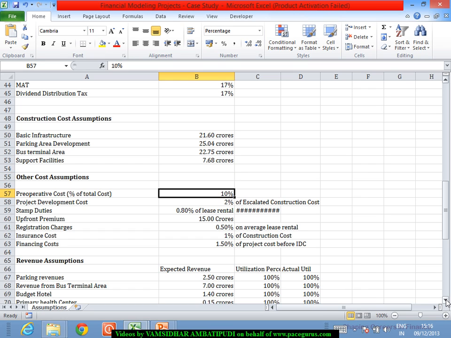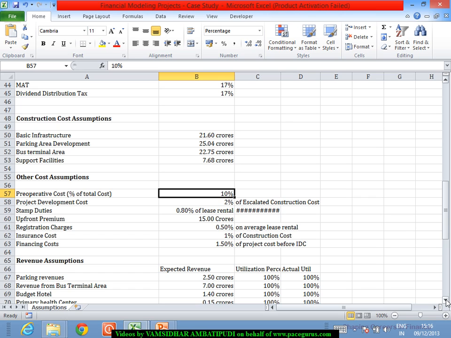Along with this, I am also assuming that my project has a pre-operative cost. What is this pre-operative cost? Before the operations actually begin, this is a project which has a 2-year construction period. So the operations of this project, which means my first rupee out of this project, will come only from the 3rd year onwards. But for the first 2 years, there is so much of operations cost.